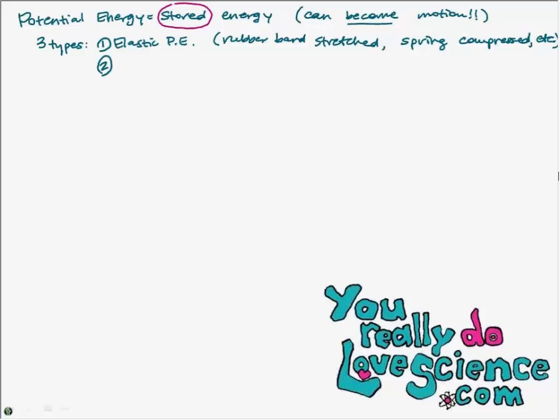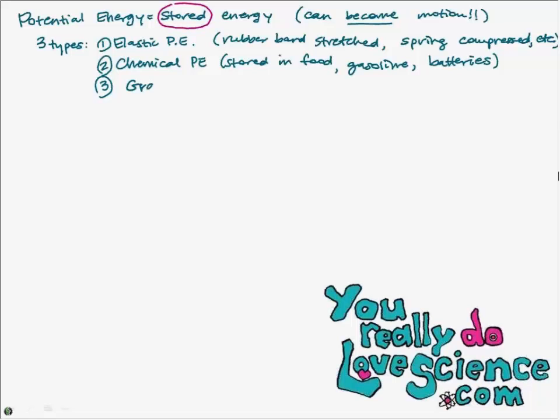The second type is chemical potential energy. Chemical potential energy is stored in food, because the food that you eat could become motion after you get the energy out of it. Gasoline for the car can become motion, or batteries, which have electrical potential energy, and they can make lots of things move easily. So chemical potential energy in food, gasoline, and batteries. Those are just three examples.